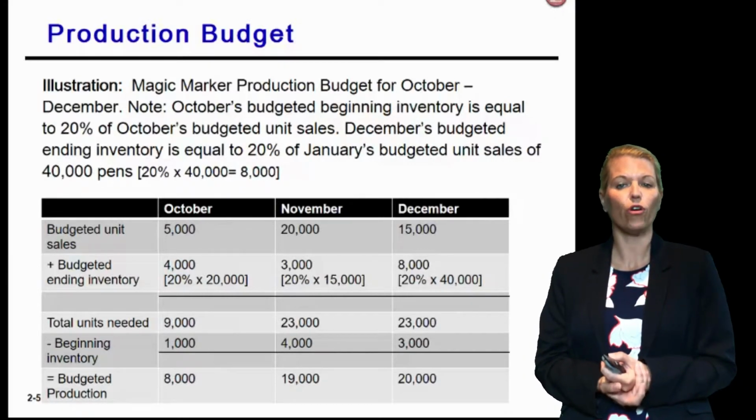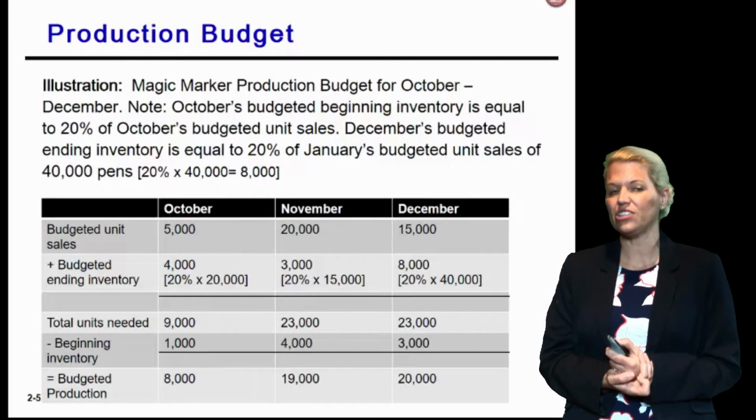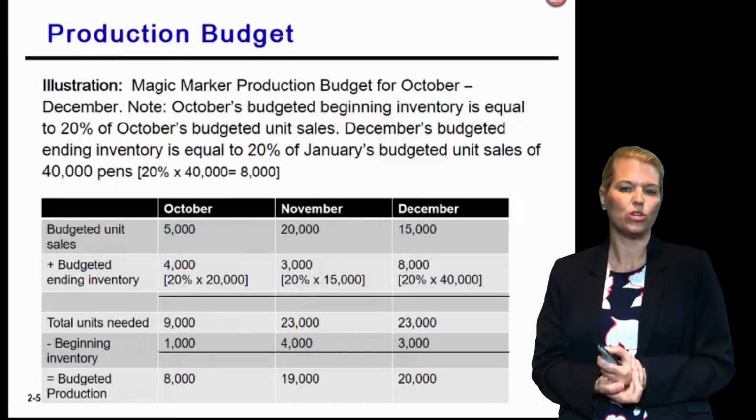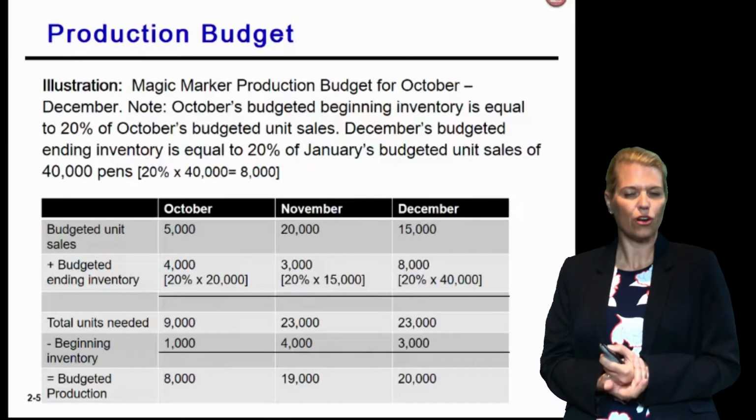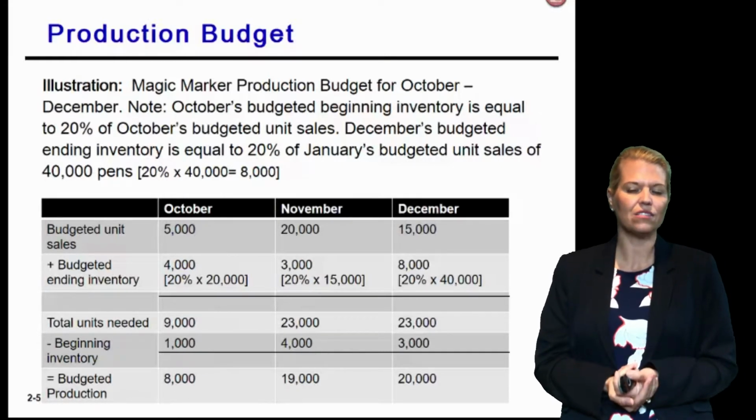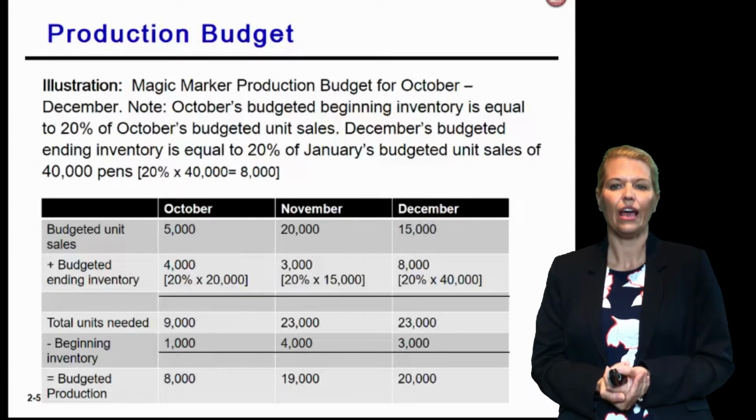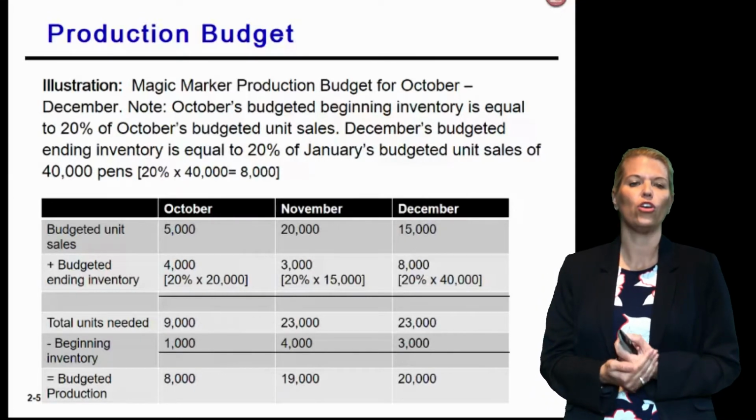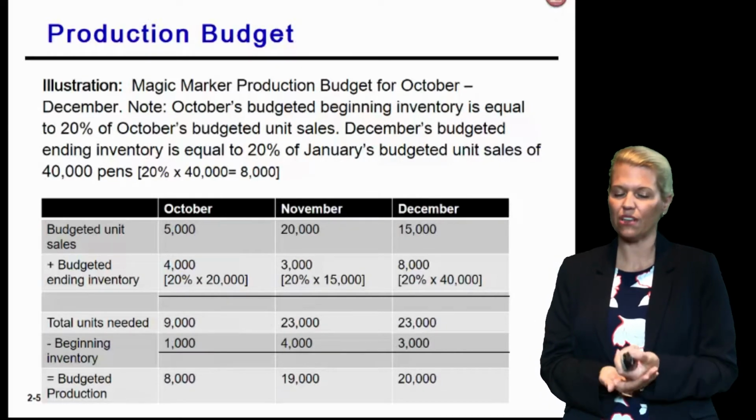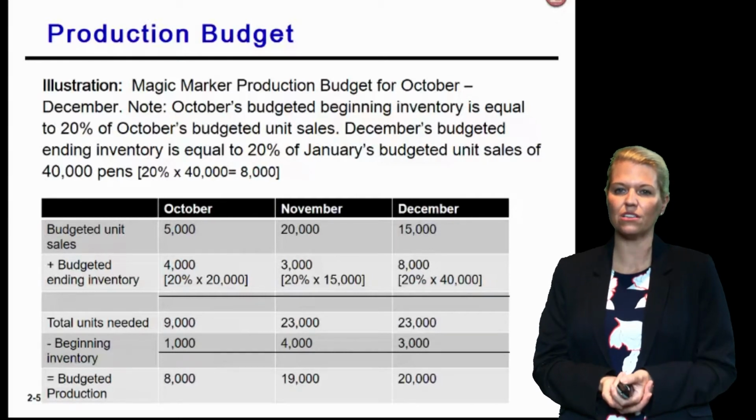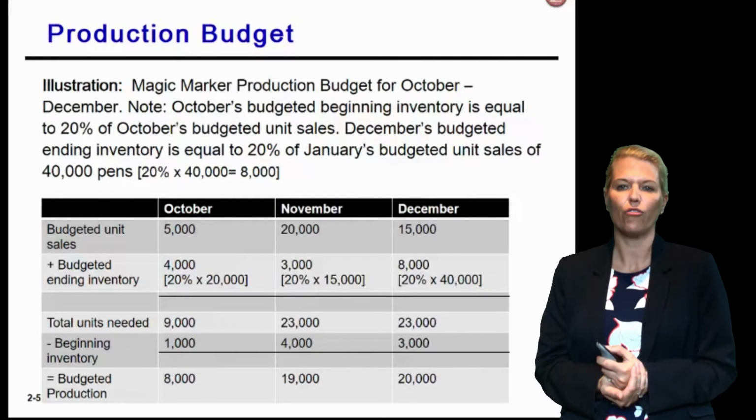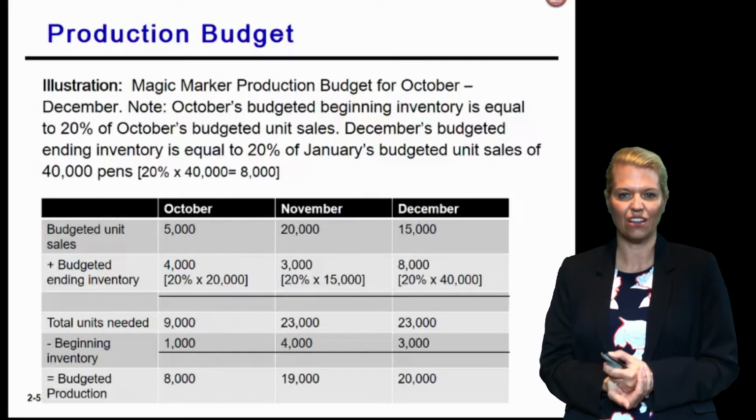So we say, right, for October, what is our budgeted ending inventory? It's 20% of our budgeted sales, which brings us to 4,000. For November and December, we do exactly the same. We say we have budgeted unit sales, and our ending inventory should be 20% of our unit sales, which is, for November, 20% of 20,000, bringing us to 3,000. And for December, it's 20% of 40,000 as given to us.